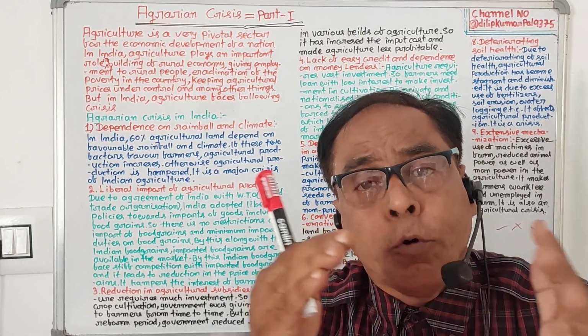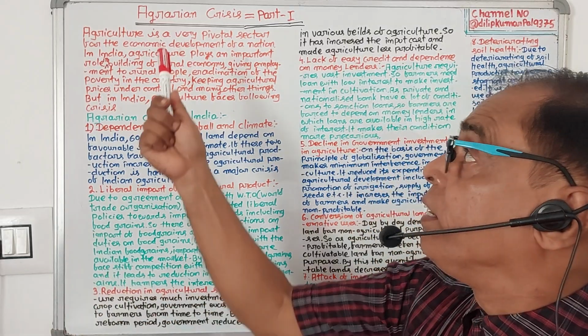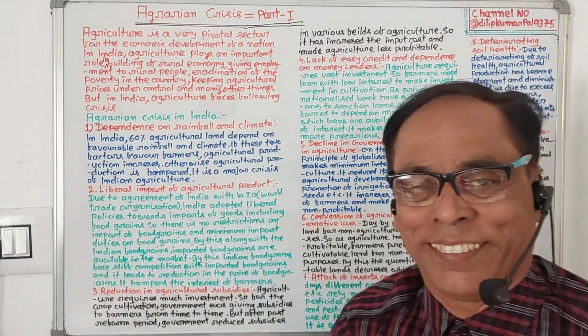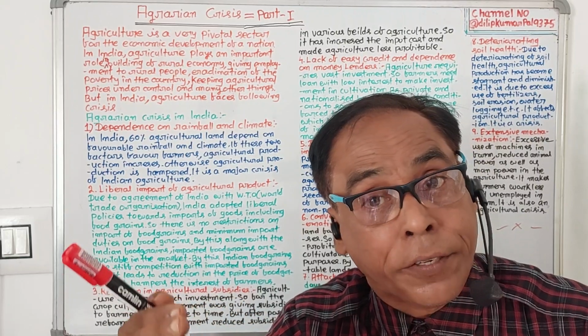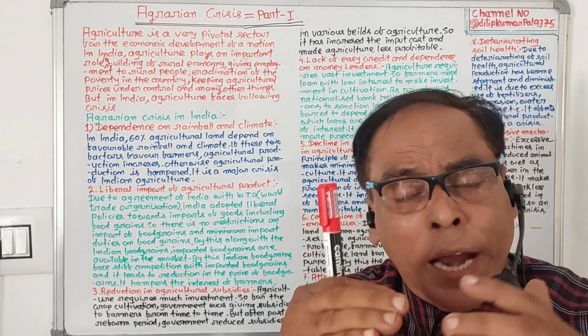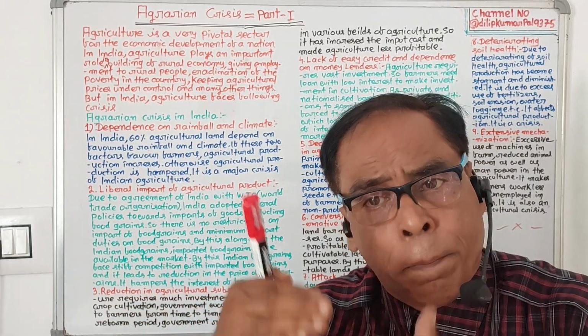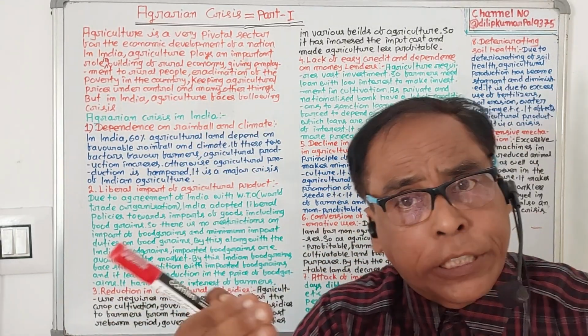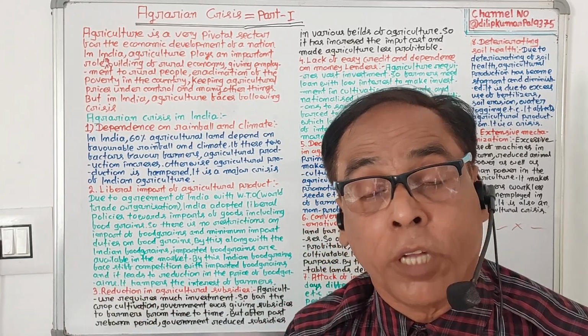I'm Mr. Dilip Kumar Pal, and I stand before you with the topic Agrarian crisis, which means problems in the Indian agriculture sector. I have divided this agrarian crisis into two parts. In part 1, today's video, I will discuss some problems. In the later part 2 video, I will discuss some other problems of Indian agriculture.